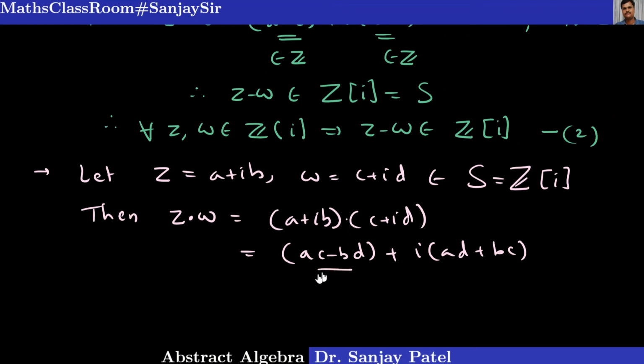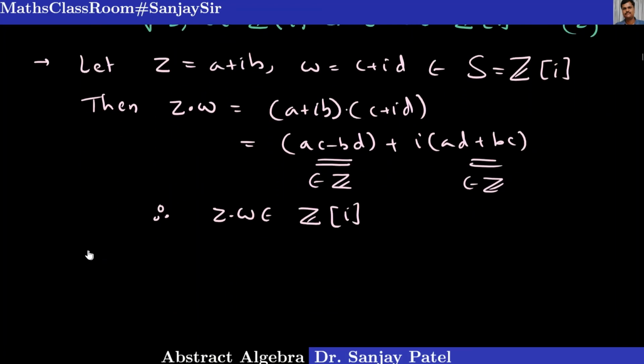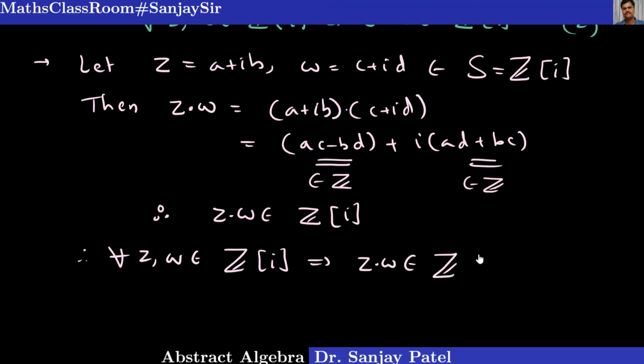So this is also some integer and this is also some integer. So this product Z into W is of the form X plus iY, where X and Y both are integers. So I can conclude that Z into W belongs to the ring, this set Z[i]. So what is proved is, for every Z and W belonging to the set Z[i], Z into W also belongs to Z[i]. That is our result number 3.